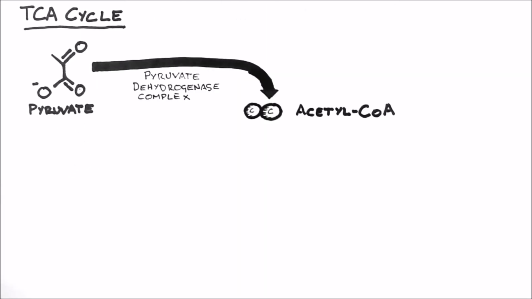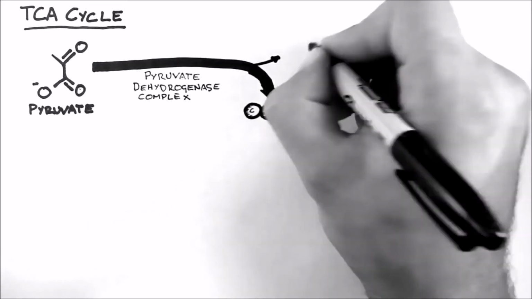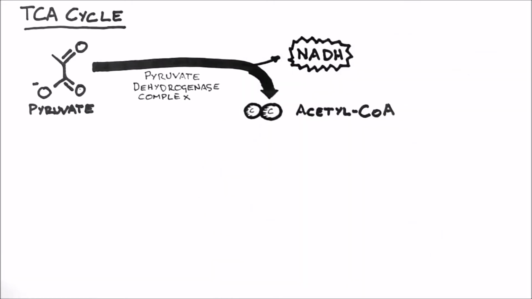When you see the word complex after an enzyme, it usually means there are multiple enzymes involved, but they are functionally considered as one. As we saw in the glycolysis tutorial, dehydrogenases are the enzymes which produce molecules like NADH and FADH2. Accordingly, the pyruvate dehydrogenase complex produces an NADH molecule.